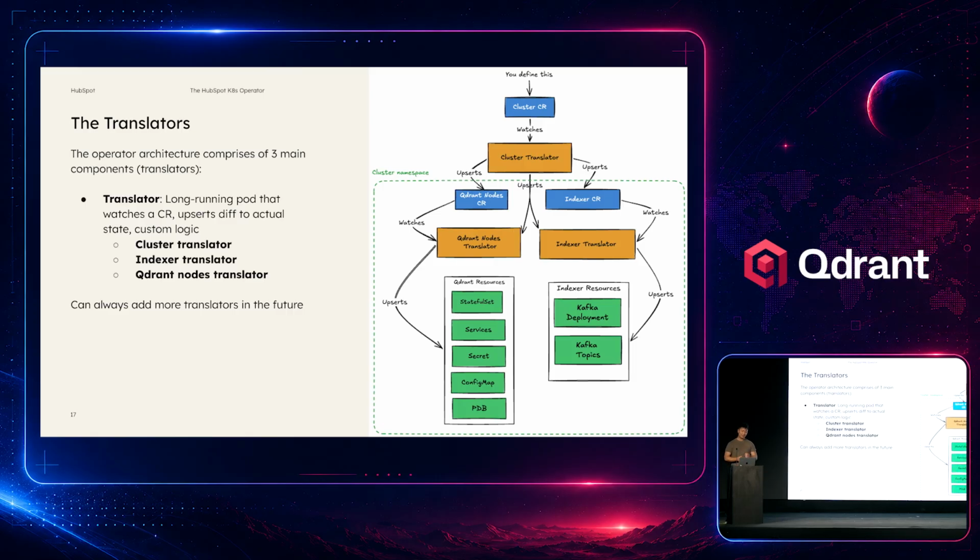So the operators architecture is comprised of 3 main components. Internally, we call them translators, but really they're just long-running pods that watch a CR. They will upsert the diff to the actual state, and run some custom logic. To current date, we have 3 translators: the cluster translator, the indexer translator, and the quadrant nodes translator. And the framework is extensible, so if we ever want to expand support for different automations, we just need to add more translators and custom resources.